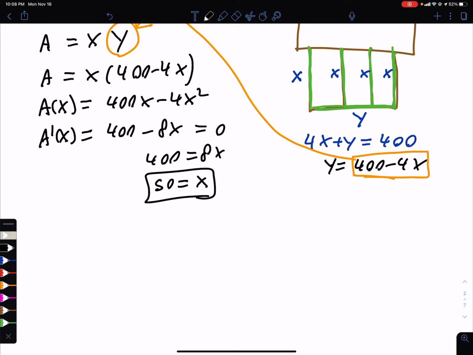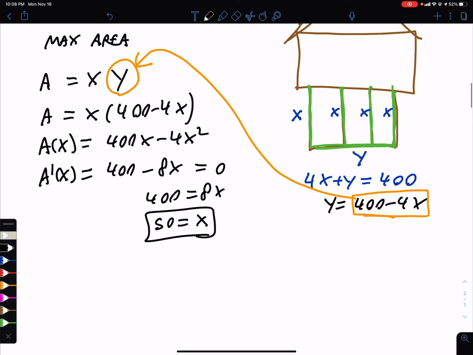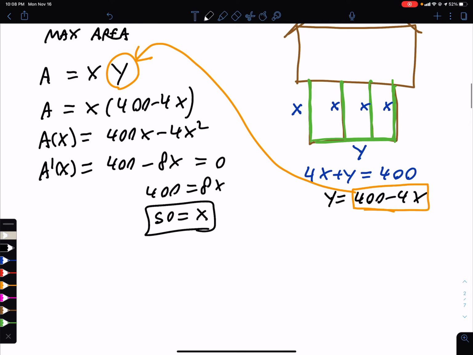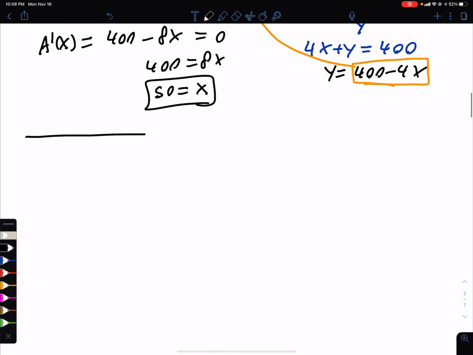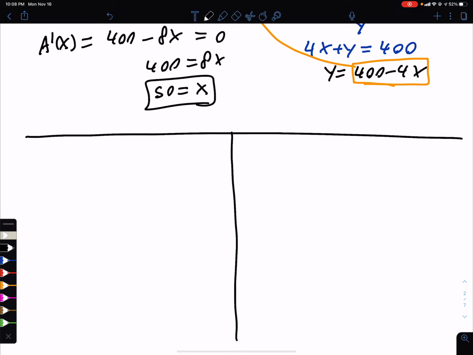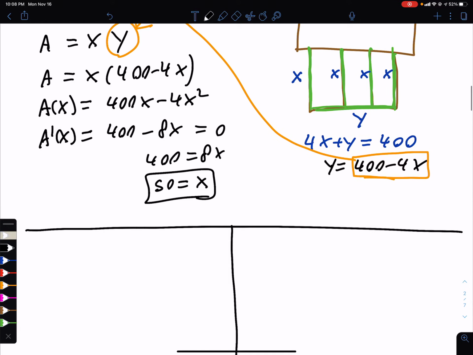Now, my guess would be that's probably the dimensions that's going to give me the max area. But I have to prove it. I can't just assume it. So two ways, and I will show you the two ways. The first is to check all endpoints and all critical points.